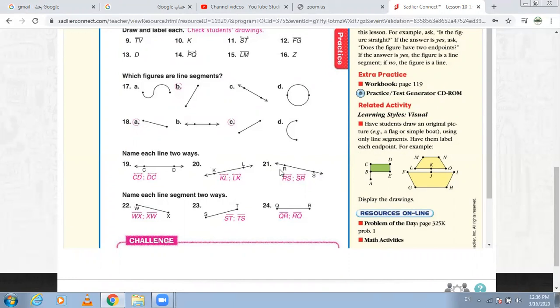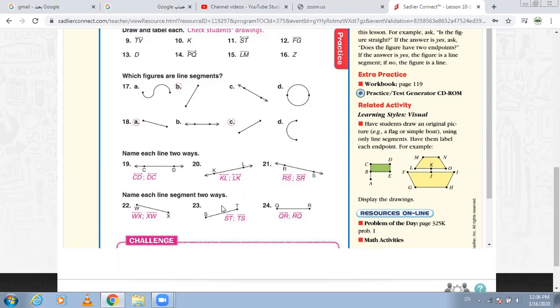Number 21, the same thing. You have to tell me R, S, or S, R. Okay? Also, you have to draw small line above the letters. Number 22, name each line segment two ways. We have here line segment. Above the letters, you have to draw a line without any arrows. Okay? WX or XW.